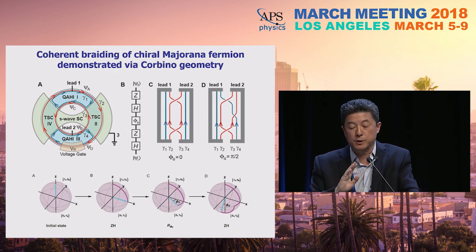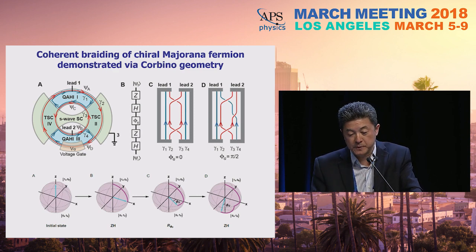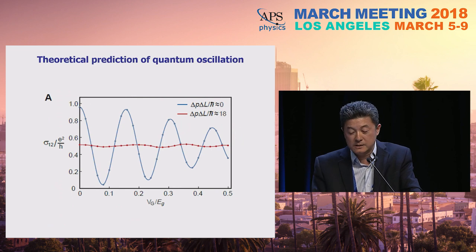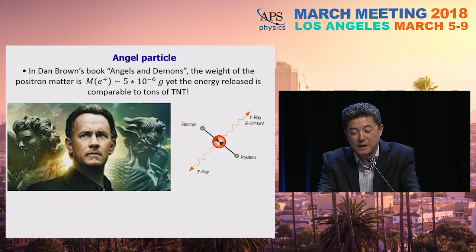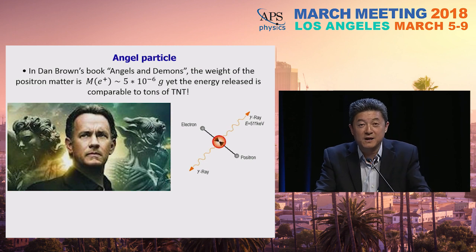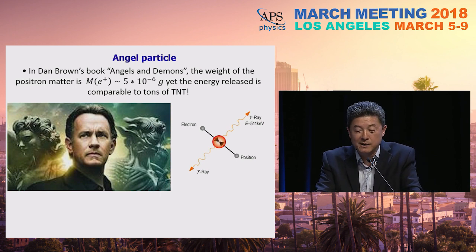We prove braiding, we prove topological qubits. So at this very exciting moment, half-jokingly, I coined this particle to be angel particle. Inspiration comes from Dan Brown's book, Angels and Demons, Good and Evil, Positive Particles and Antiparticles.